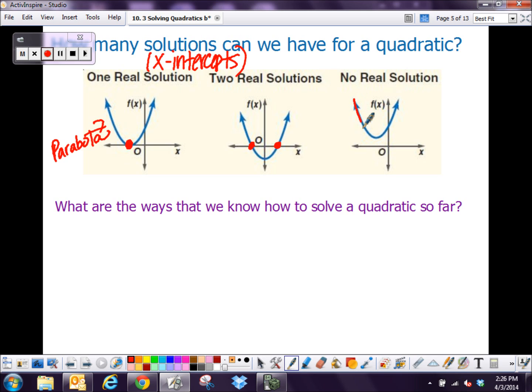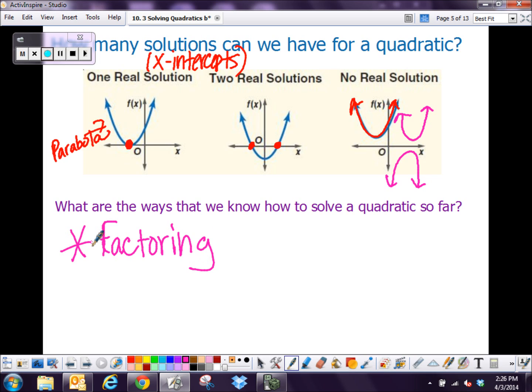So if we have this parabola on the 3rd graph that never crosses the x-axis, then there is no real solution. Okay, that graph could look many different ways. It could look like this. It could be upside down. But if it doesn't ever cross the x-axis, then there are no real solutions. Okay, and there's 2 ways that we've talked about to solve quadratics. Okay, the first thing that we talked about in this last unit that we just tested on was factoring.